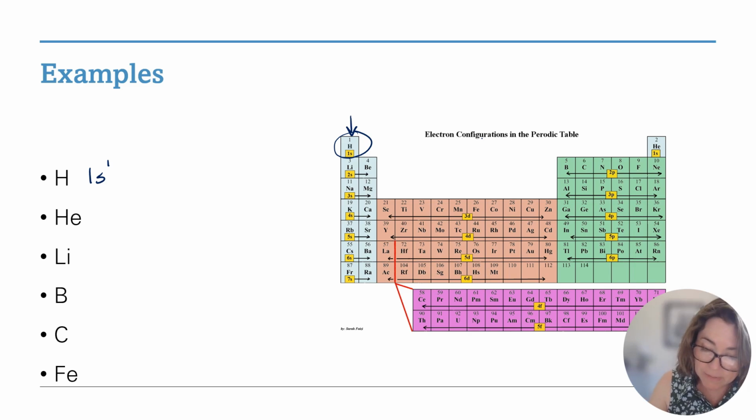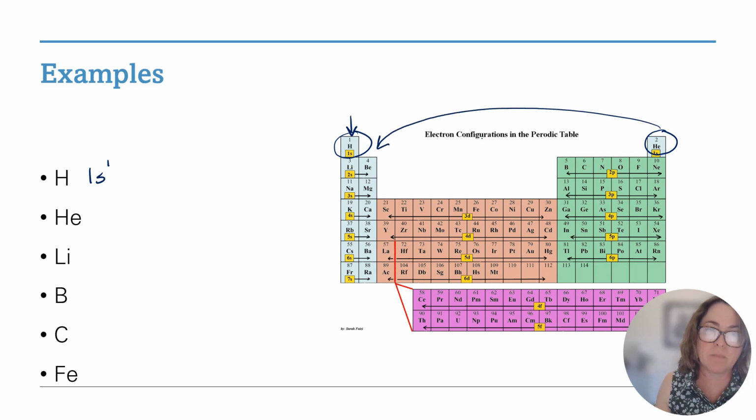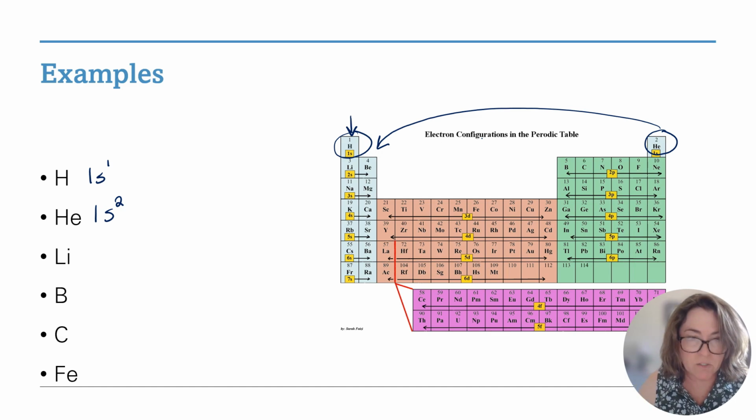If we do helium next, and again, working with this, I really like visually having helium here. That's just the way this is organized. So helium is the second block of 1s. Helium has 2 electrons, so the electron configuration for helium is going to be 1s2.